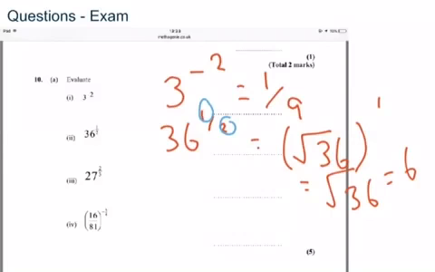And that's why you find when you have questions where you have a base and you raise it to the power of 1 over something, we just tend to take the root. We don't then raise it to the power of 1, because raising something to the power of 1 doesn't change that answer.